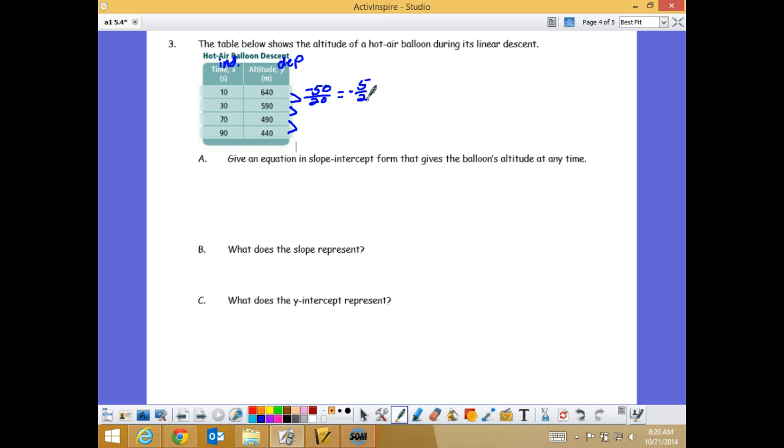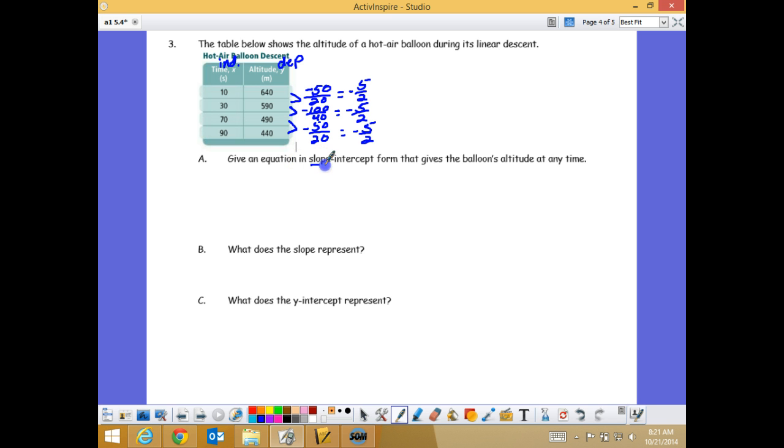Doing the same thing with these two, 490 minus 590 is negative 100. 70 minus 30 is 40. And again, that's negative 5 halves. And finally, doing the same thing between 70 and 90 seconds, 440 minus 490 is negative 50, and 90 minus 70 is 20. We get negative 5 halves. So, since that is constant, that means that this is a linear relationship.